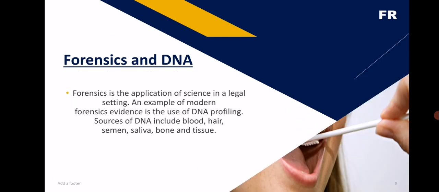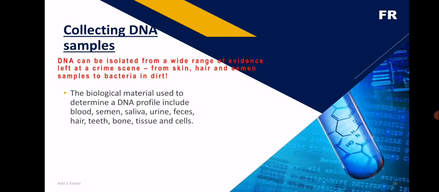The next is forensics and DNA. Forensics is the application of science in a legal setting. An example of modern forensic evidence is the use of DNA profiling. Sources of DNA include blood, hair, semen, saliva, bone, and tissue. Collecting DNA samples: DNA can be isolated from a wide range of evidence left at a crime scene, from skin, hair, and semen samples to bacteria in dirt.